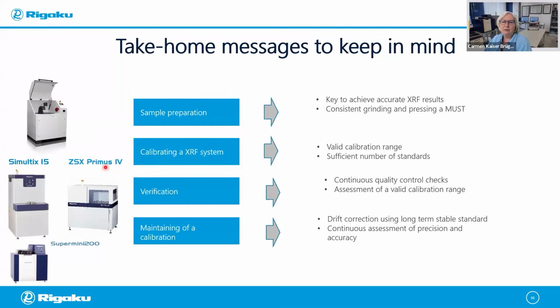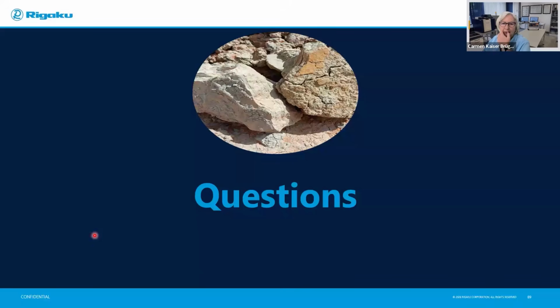So is your method always fit for purpose? Is it always covering the unknowns that you need to measure? These checks can be done with a very simple system in our spectrometers called drift corrections. So those are just some of the pointers that I wanted to show you. And if we have some time, maybe we could do some questions, if there are any.